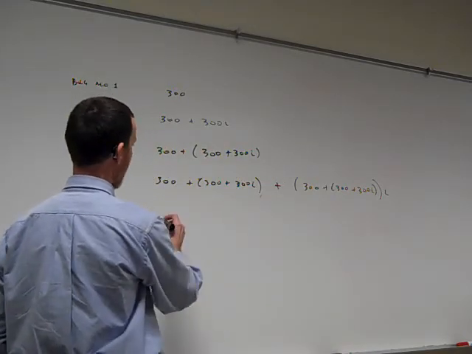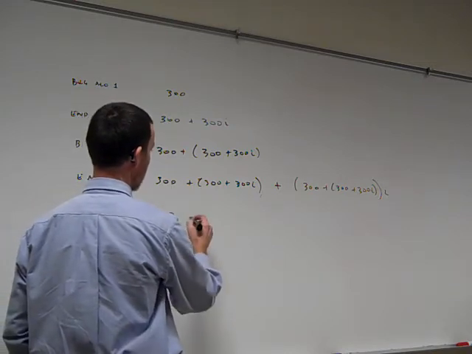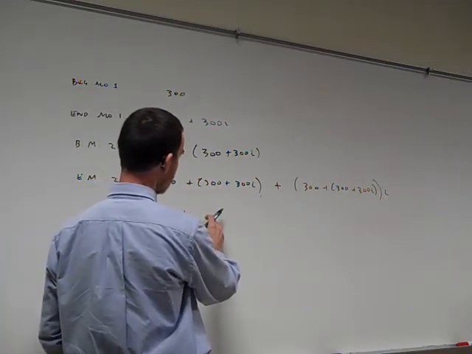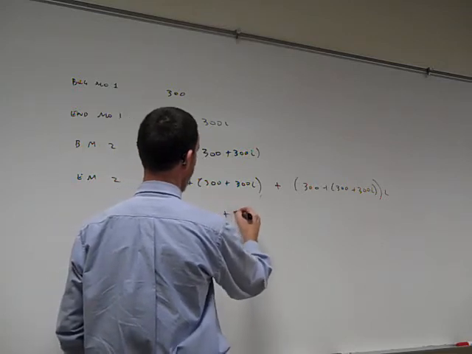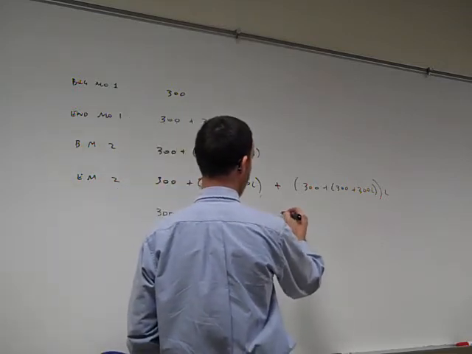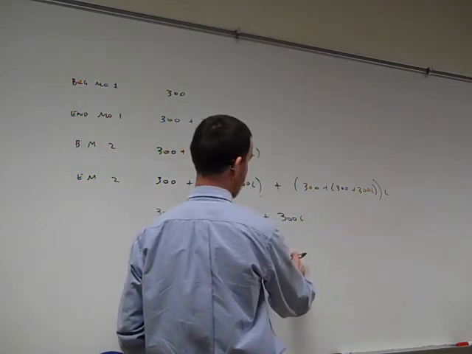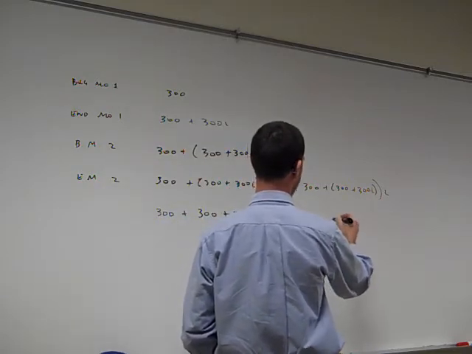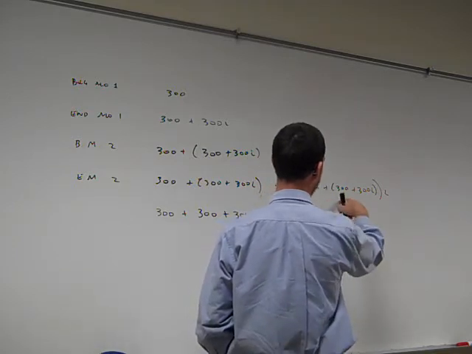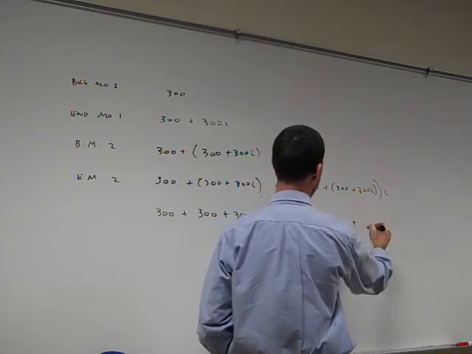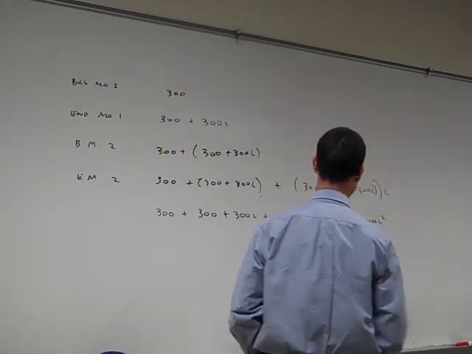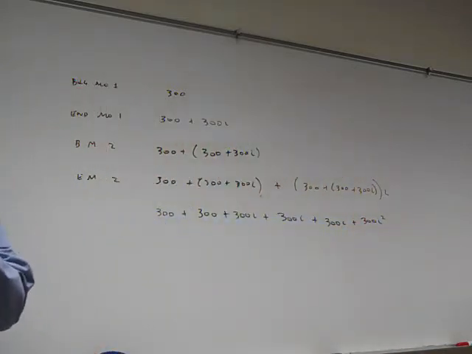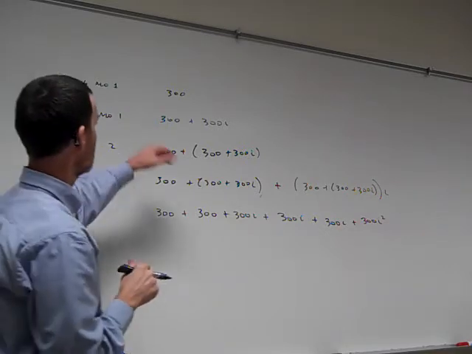Let's multiply it all out. What do I have here? I have 300 plus 300 plus 300I plus 300I plus 300. What's going on here? Something's fishy. I don't believe my formula anymore. Why do you have 300 plus 300I, the second term, at the end of month two? Oh, we left an I out, didn't we? Look, we're screwing up here.